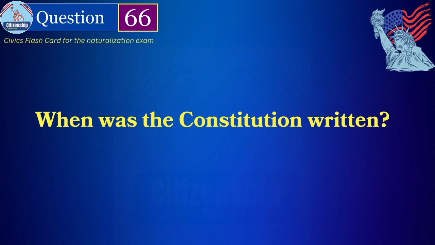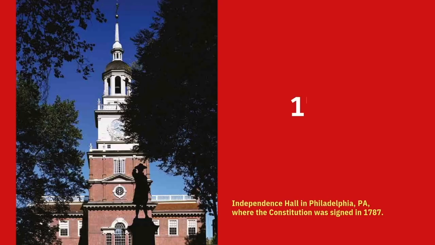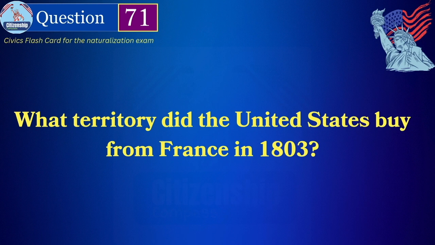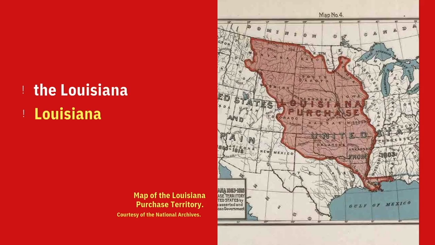When was the Constitution written? 1787. What territory did the United States buy from France in 1803? The Louisiana Territory.